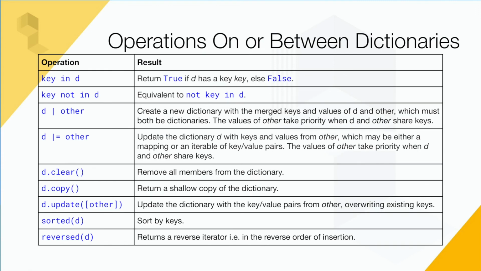Operations on or between dictionaries. The table below shows your set of operations on or between dictionaries. Key in D is a way to check if the key is present in the dictionary. It will return True if D has the key, otherwise it will return False. And the opposite of this is key not in.